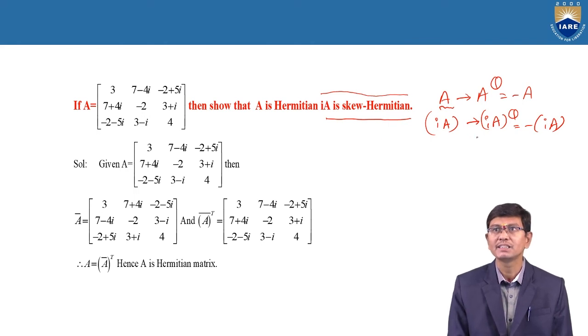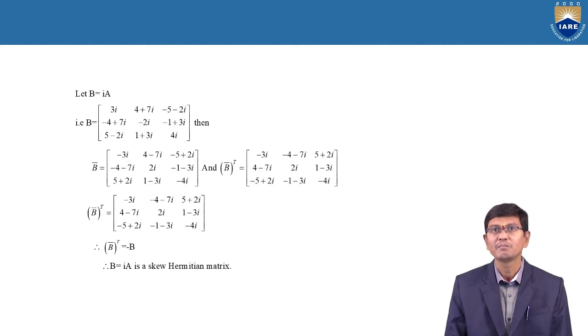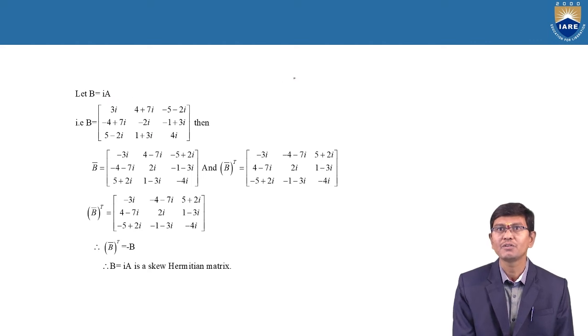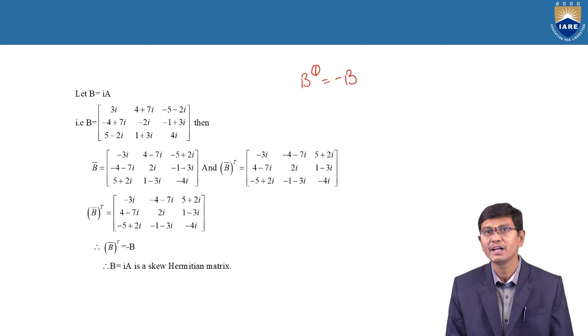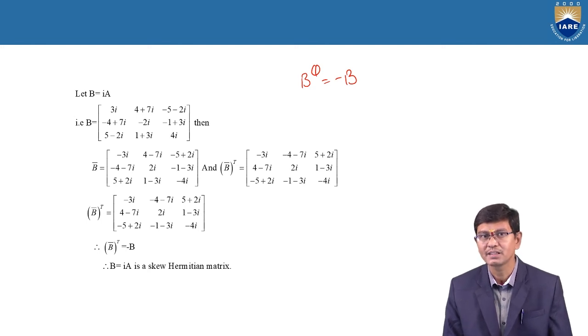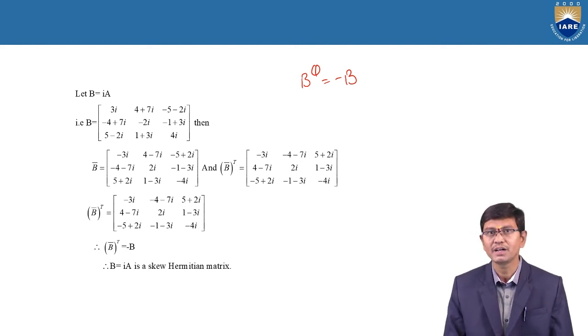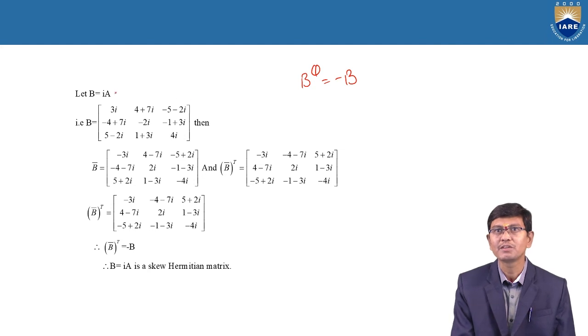Here the given matrix A is multiplied with i, but here iA is treated as, assume, B. Therefore, we need to show that B power theta is equal to minus of B. If it is satisfied, minus B, then B is a Skew Hermitian matrix. Therefore, first of all, we need to find out what B is, that is i into A. According to that, the given matrix A is multiplied with i on the total matrix.